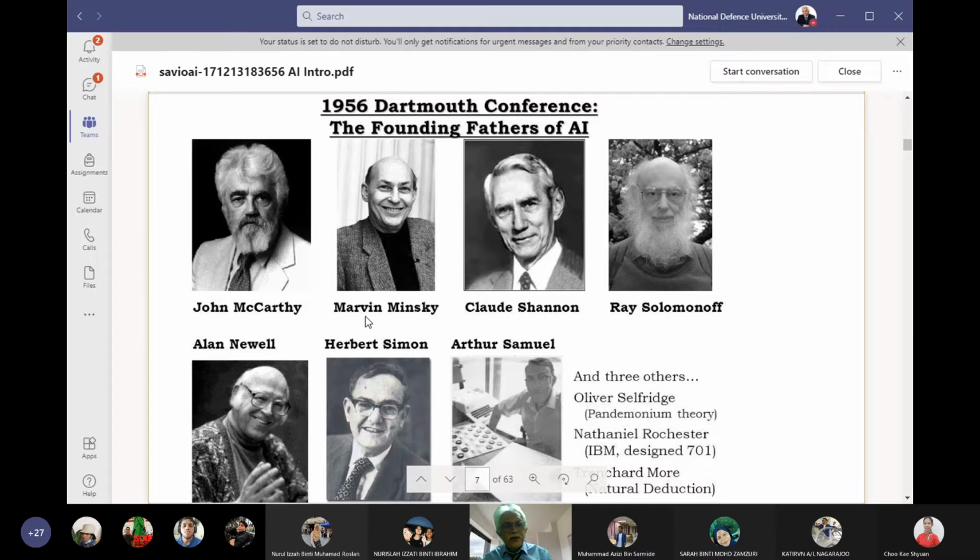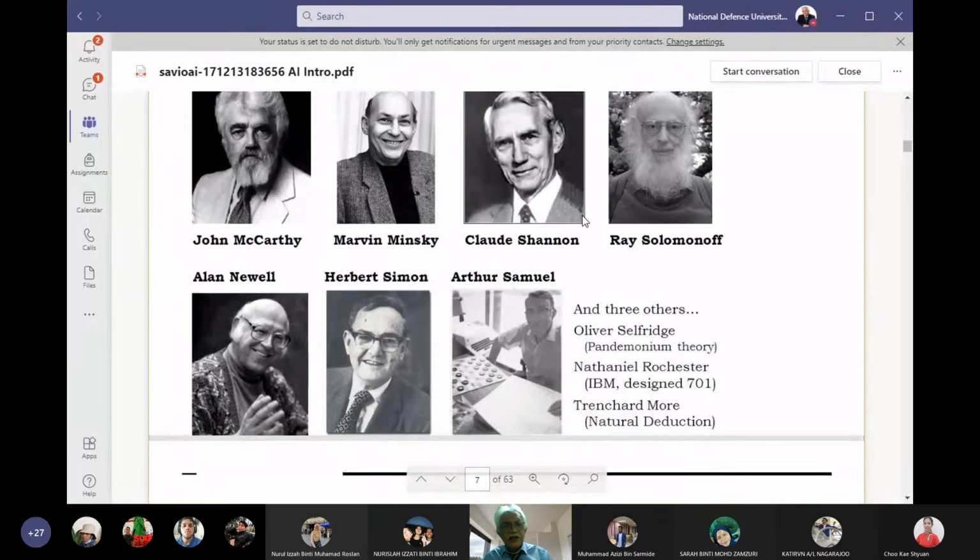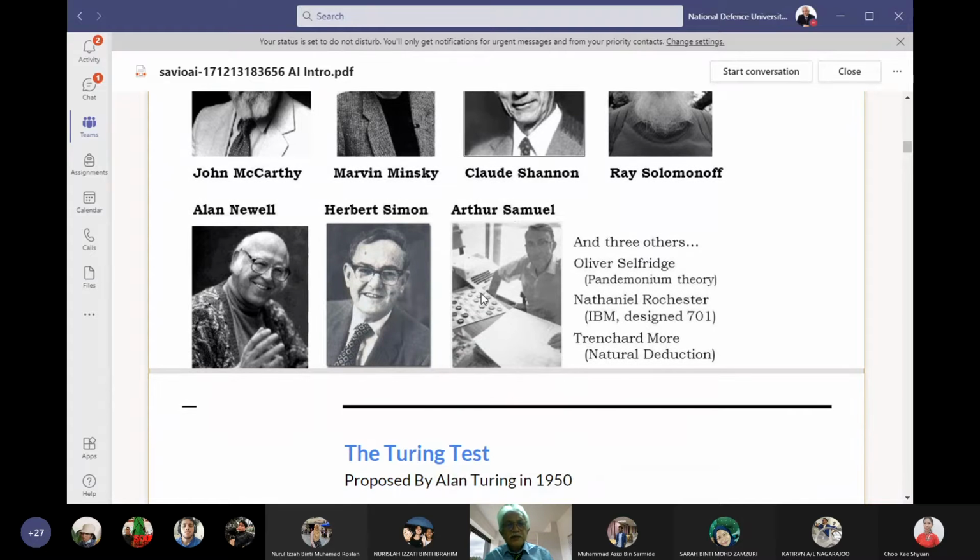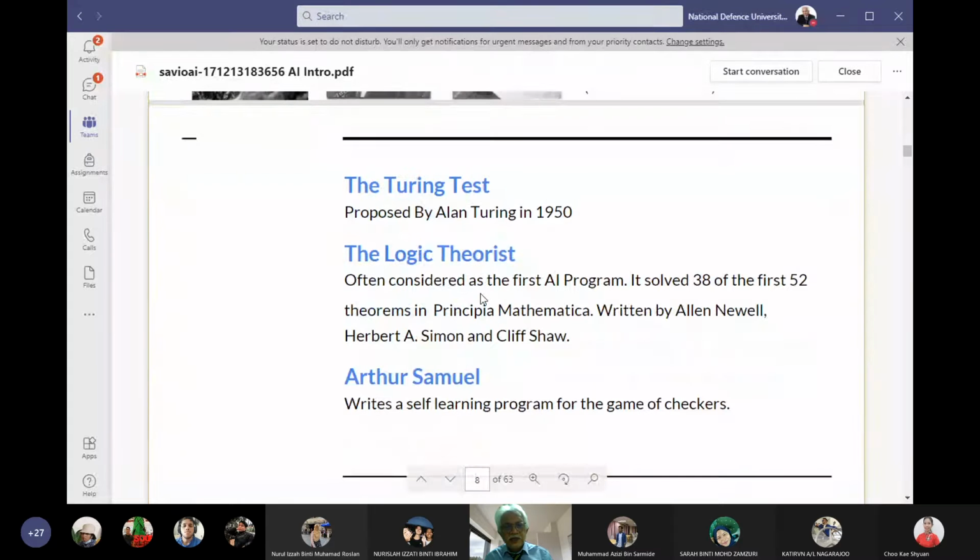So that is in 1956. This conference is now known as the AI Winter Conference. In this conference they coined the keyword artificial intelligence, and they held this conference a few times to discuss artificial intelligence. We say that artificial intelligence we cannot define directly, but we can define it through the behavior of a machine.